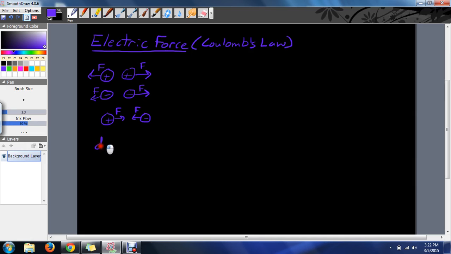So this, of course, is determining the direction of the force on each of these objects, each of these charges, but it does not tell us the quantity. So the quantity is determined by Coulomb's law, which is similar to the gravitational law.